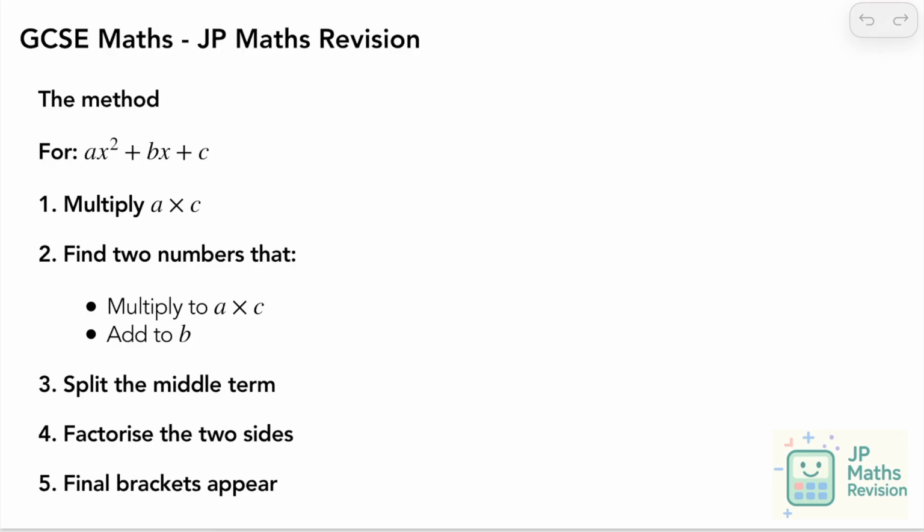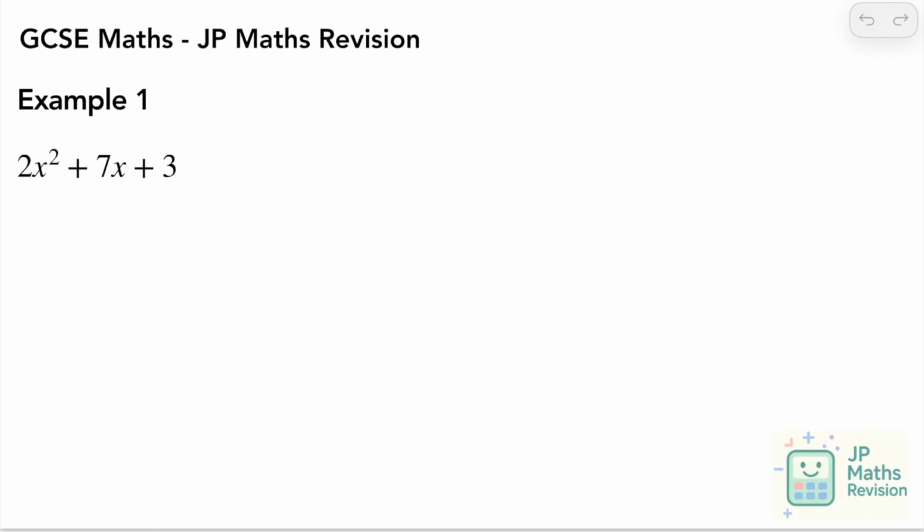So the method for factorising non-monic quadratics is a little bit more fiddly than monic quadratics, so it's a bit long-winded. The first step, we need to multiply a and c, and then we need to find two numbers that multiply to that result, and then they add to b. Then we need to split up the middle term into the sum of these two numbers that we've just found, and then we split it down the middle and factorise the two sides. So the final brackets then suddenly appear, but without doing an example, it's difficult to know what that actually means. So now we're going to do an example on how to factorise a non-monic quadratic.